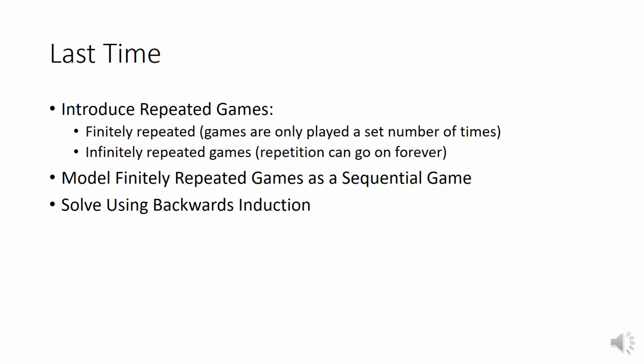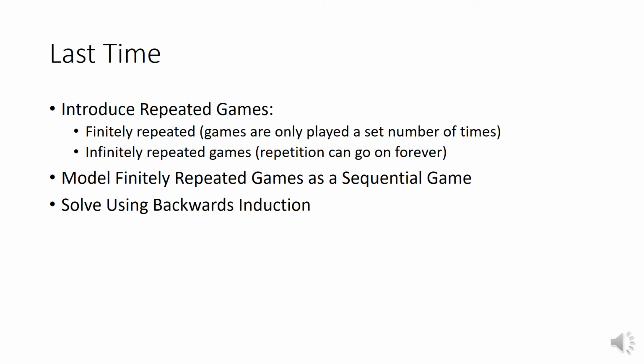So to be clear, last time we introduced repeated games as a concept. There are two types of repeated games: finitely repeated, so games that we only play a set number of times, and infinitely repeated games where repetition can go on forever. And note, I say can in the sense that going on forever is possible, but in practice, the way we think about repeated games is not that they go on forever and ever, but more that we don't know what that endpoint is.